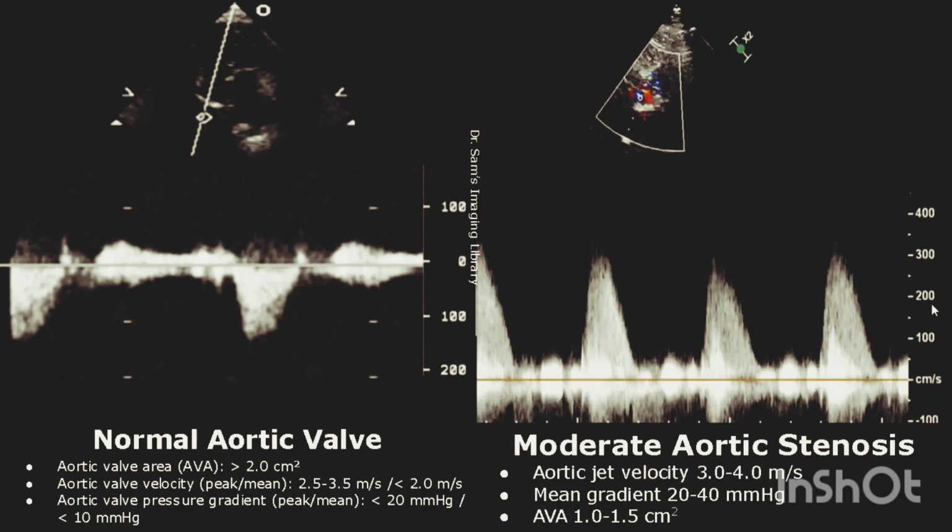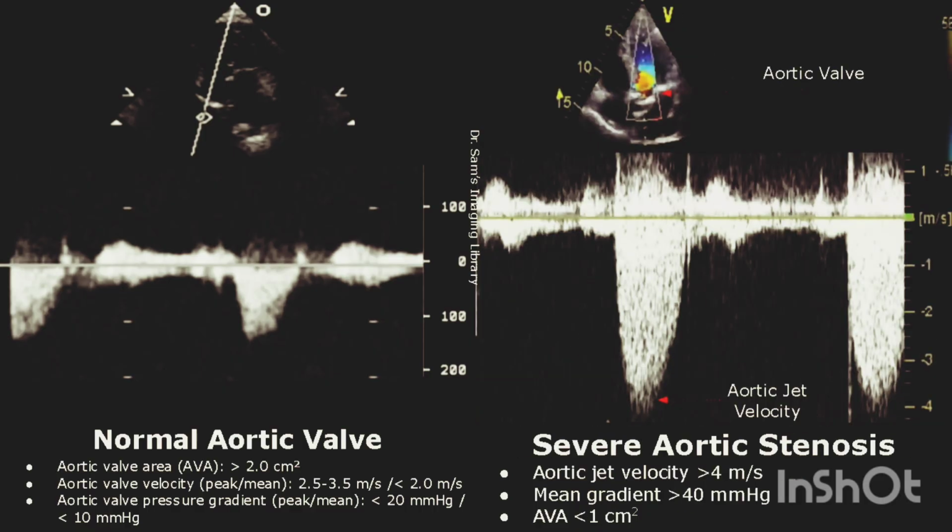In moderate aortic stenosis, the aortic jet velocity can be between 3 to 4 meters per second or 300 to 400 centimeters per second. You can see the aortic jet velocity here is more than 300 centimeters per second. Also, there is spectral broadening. The mean gradient is between 20 to 40 millimeters of mercury, and the aortic valve area is between 1 to 1.5 centimeters square.